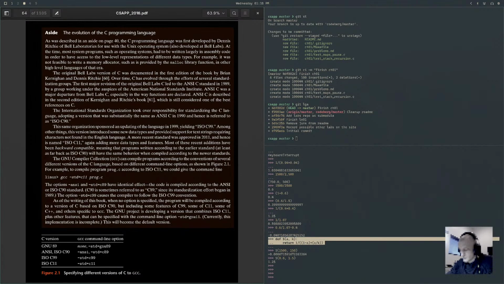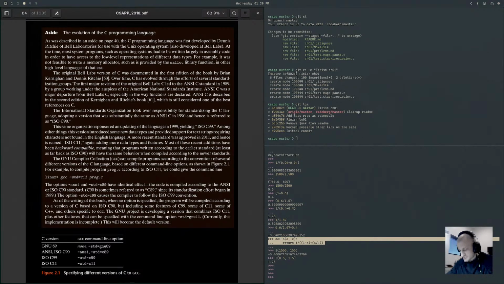The first major revision of the original Bell Labs C led to the ANSI C standard in 1989, by a group working under the auspices of the American National Standards Institute. ANSI C was a major departure from Bell Labs C, especially in the way functions are declared. ANSI C is described in the second edition of Kernighan and Ritchie's book, which is still considered one of the best references on C. The International Standards Organization took over responsibility for standardizing the C language, adopting a version that was substantially the same as ANSI C in 1990, and hence is referred to as ISO C90.